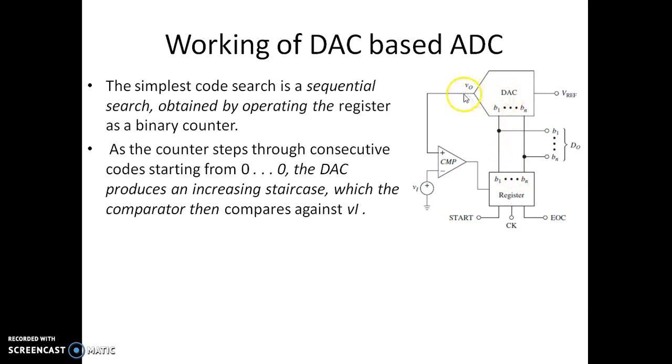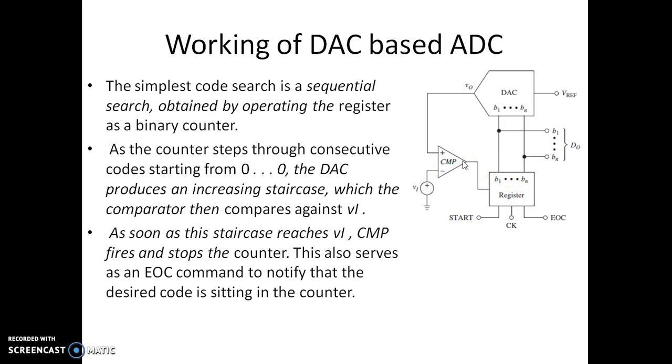That will be fed to the DAC. This DAC is going to give some output voltage. That output voltage is compared with the input voltage. If that output voltage is less than the input voltage, then this continues to count up. Once it has counted up, it is again compared with the input voltage. If it is still less, the counter is further allowed to count.